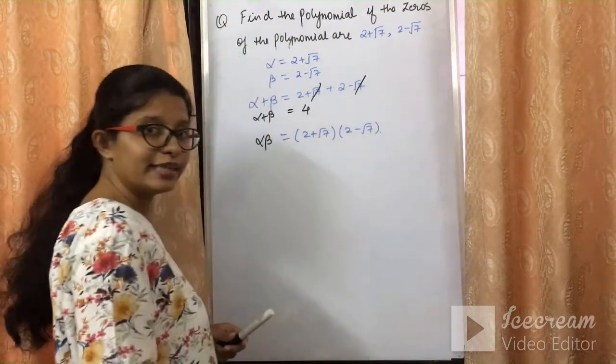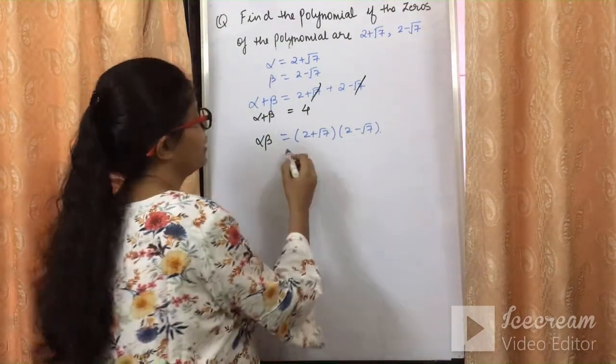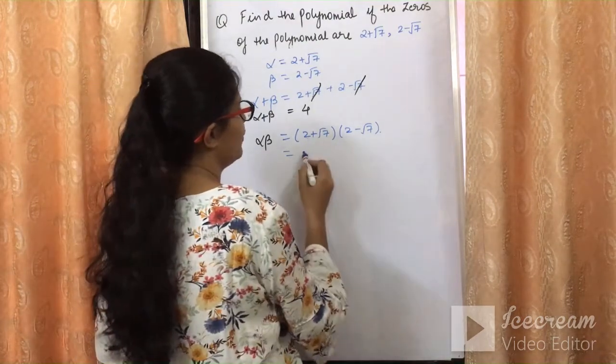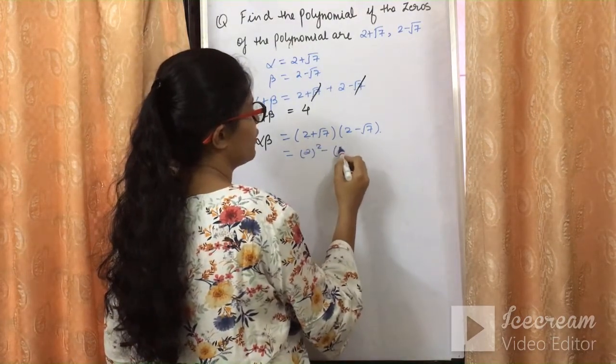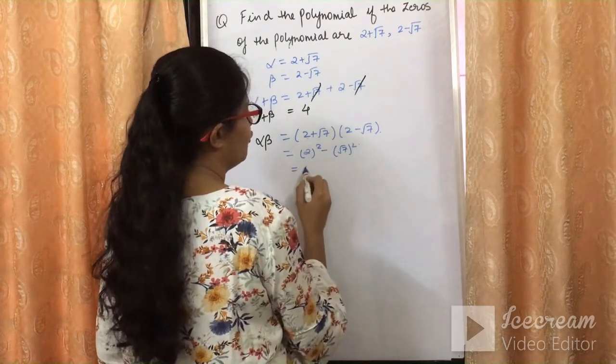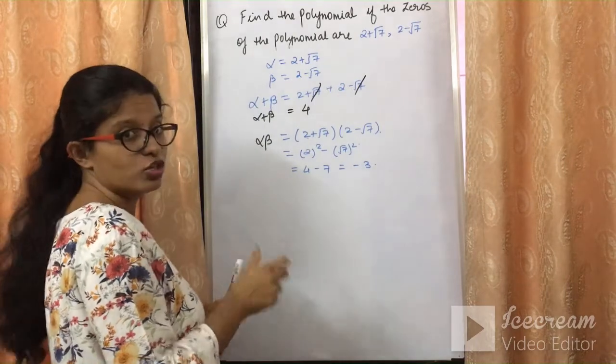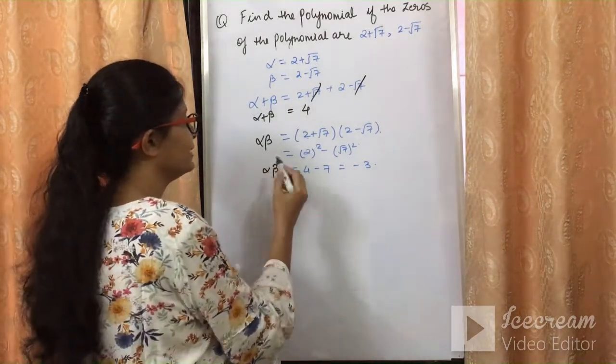Can we say that it is nothing but (a plus b) into (a minus b)? And (a plus b) into (a minus b) is a square minus b square. A square will be 2 square minus root 7 square, so it will be 4 minus 7. So the answer comes out to be minus 3. So the product is minus 3.